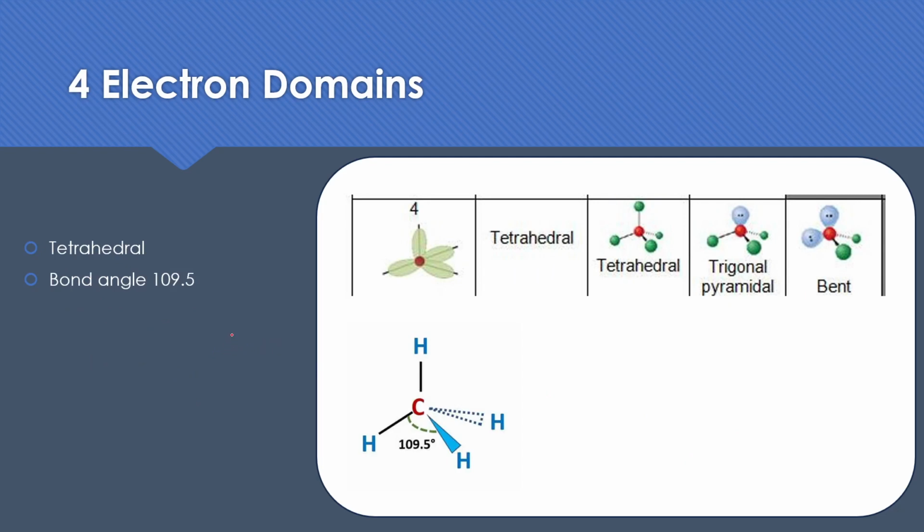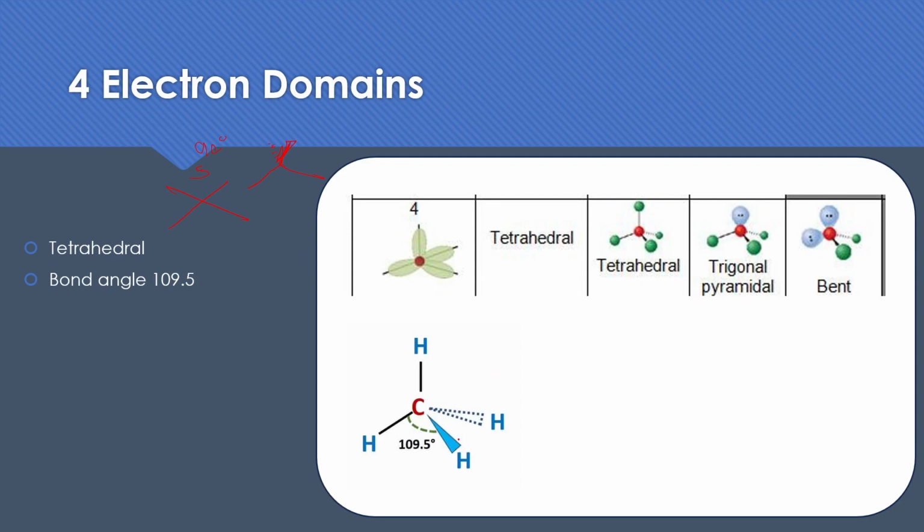4 electron domains is called tetrahedral. The bond angle is 109.5. So if you have an X, and then you take the top half and you rotate it 90 degrees, you have X here, and then one thing coming out towards you, and one thing going back away from you.